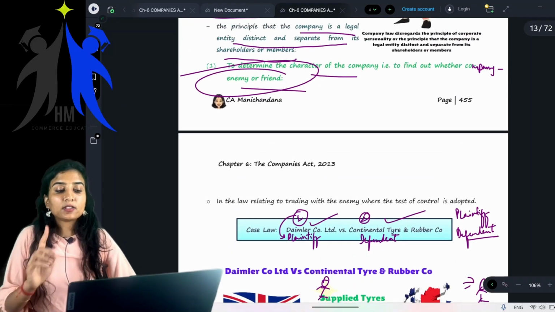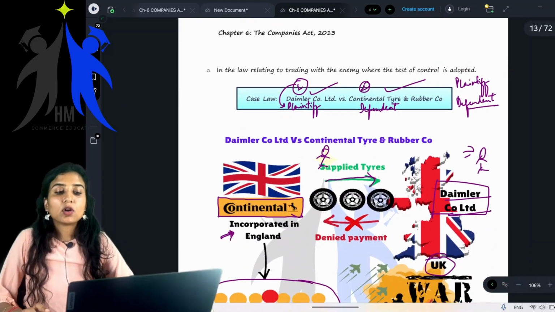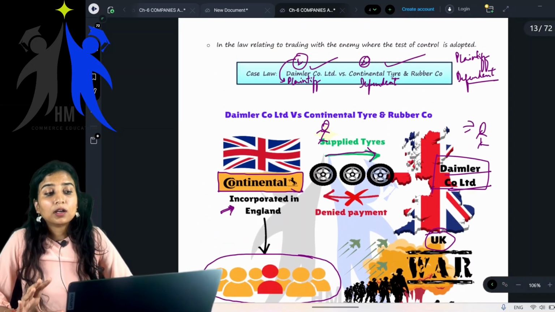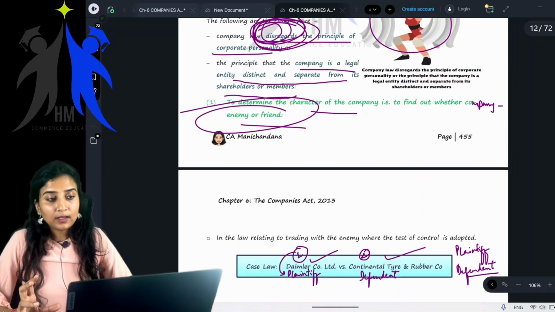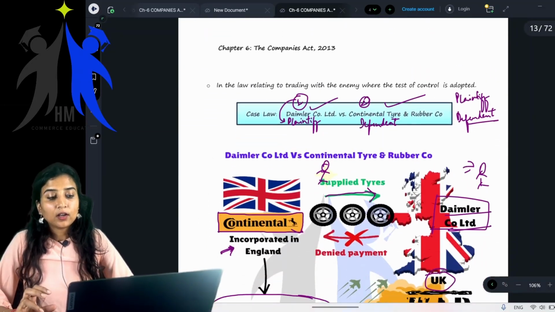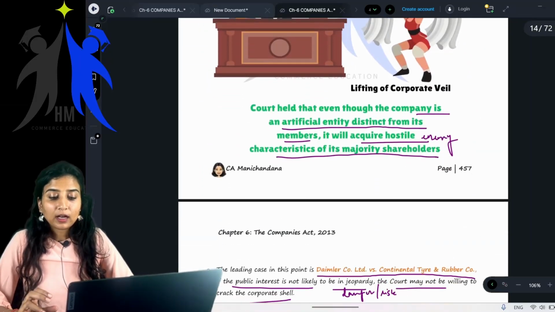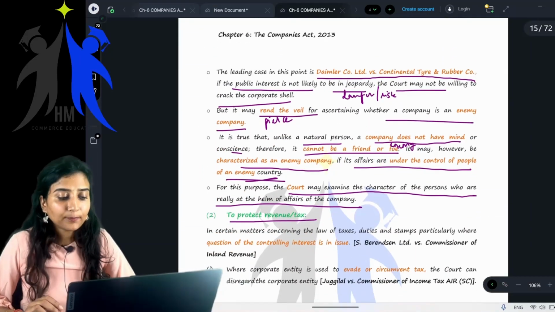What did we see here? We saw the case law of Daimler Company versus Continental Tyre Company, where we saw how that particular corporate veil was lifted to decide the case. Yes, everyone understood? Clear? Yes.